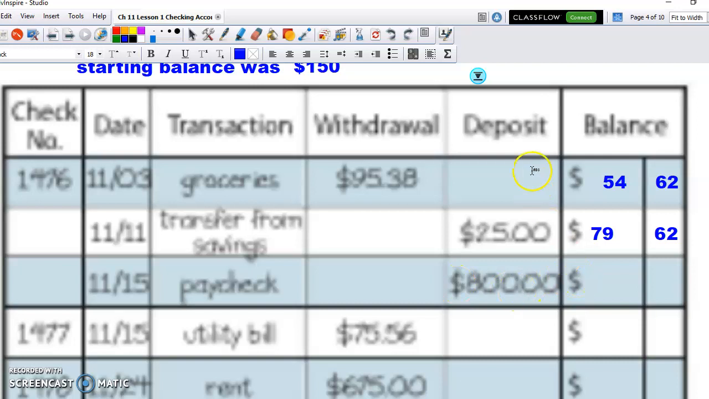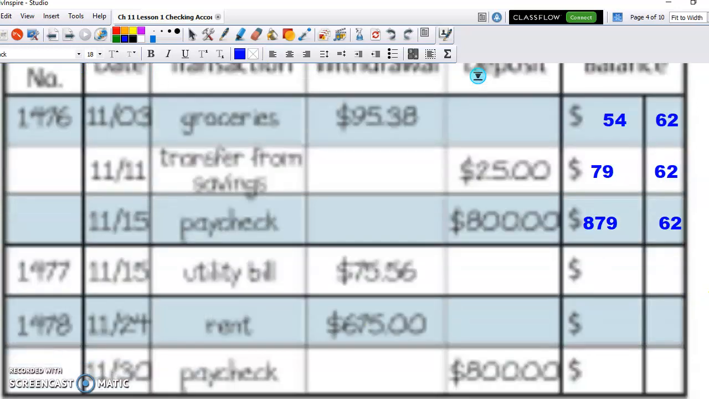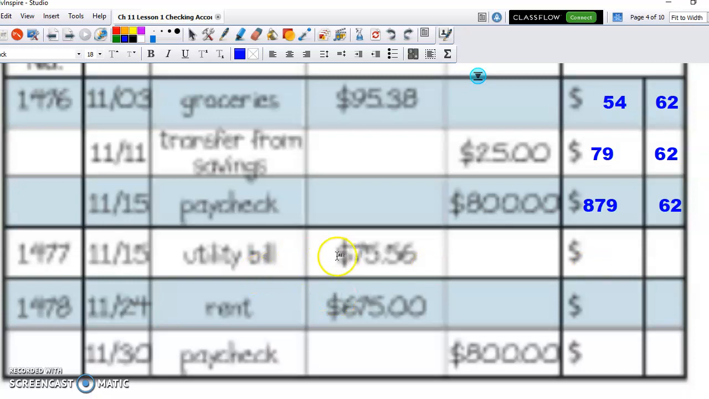So now we got paid, that's a deposit, so we're going to add. So now we have $879.62 in our account. We have a utility bill, and a utility bill could be how much for like electricity or something. So we pay our bills, so we're going to subtract. So now we have $822.06 in our account.